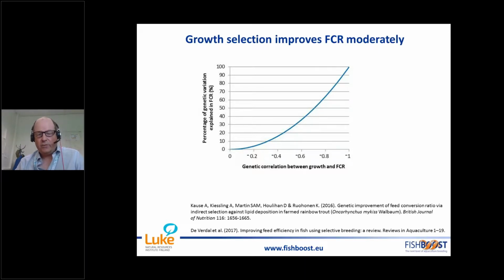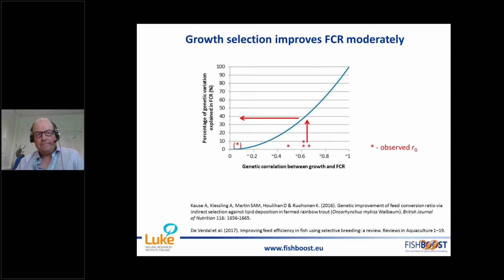And now we add the observations from the literature to this graph. Most of the genetic correlations between growth and FCR in fish range from, let's say, -0.5 to -0.6. There are also observations that there is no genetic relationship between growth and FCR in fish. So this is the range of the genetic correlations.